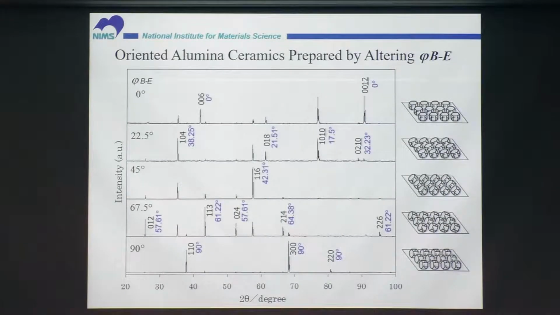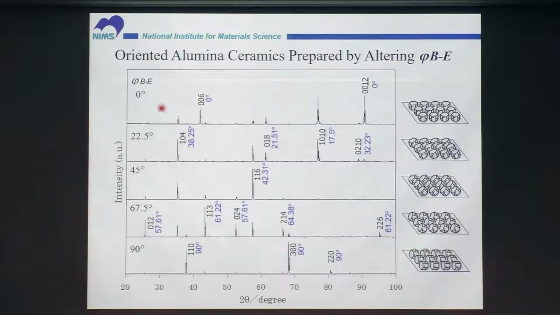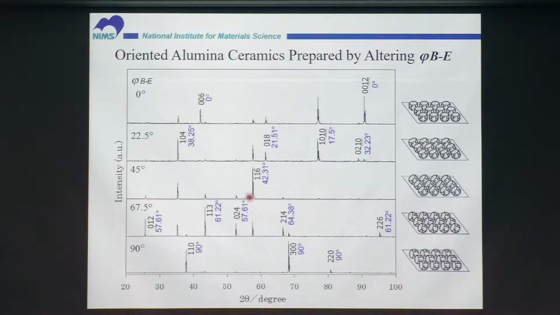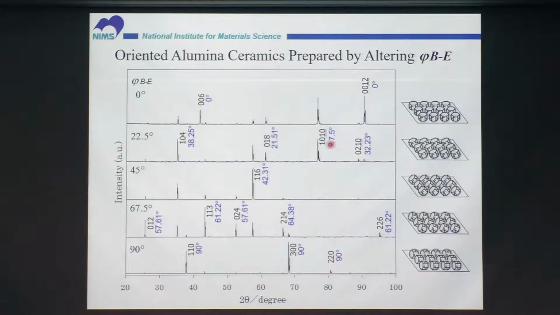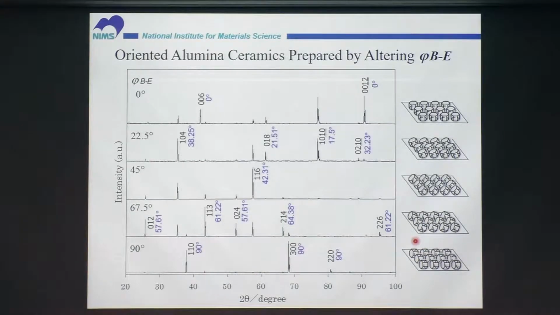This is an example where we use alumina. By controlling the angle, we can prepare differently crystalline-oriented thin layers like this. For example, when the angle is 0 degrees, the particle is completely C-axis oriented, so the XRD peak of the C-plane is dominant like this. But if the angle is 45 degrees, in this case the 116 plane is the strongest peak. The 116 plane is aligned from the basal plane with an angle of 42.31 degrees. So by changing the angle, we can demonstrate differently crystalline-oriented layered structures without using any special substrate.